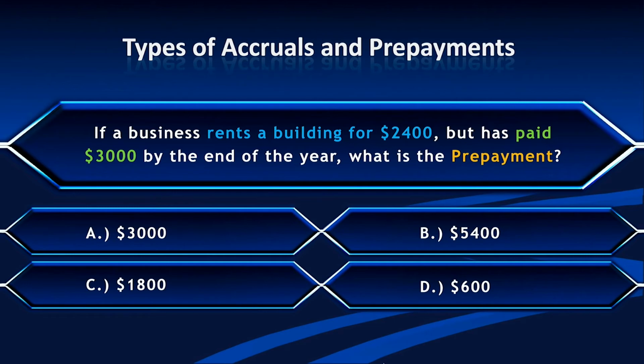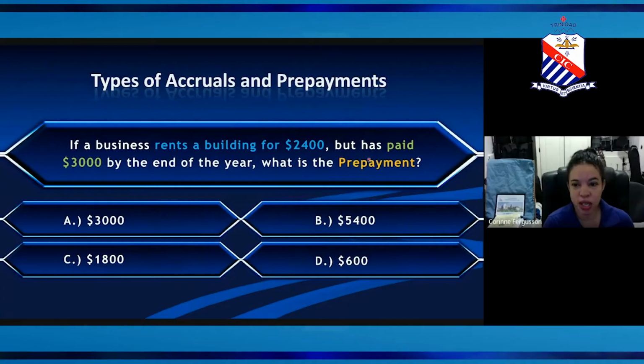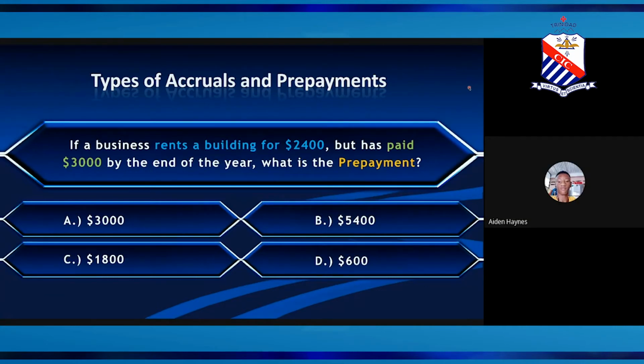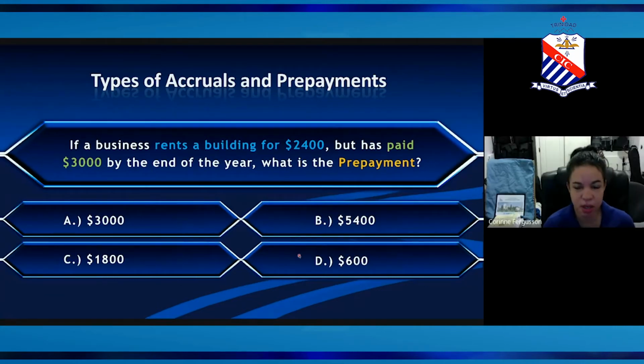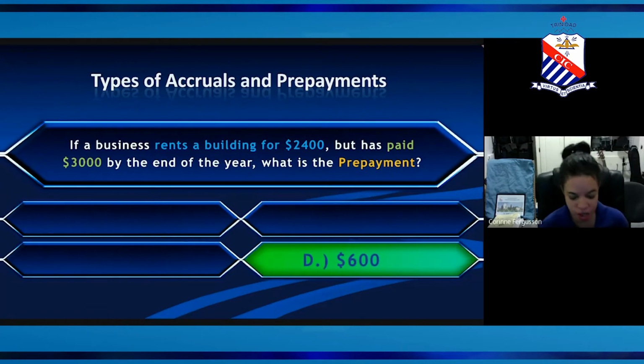Same for the accruals. What is the accrued amount? It will always be the difference between the two. So in this case it is a prepayment. What would be the prepayment? Would it be the 3,000? No, this represents the amount that is paid. So what would be the answer for the prepayment? 600. It will be 600 because this is incurred, this is paid, this is more by $600. So your prepaid will actually be the 600.